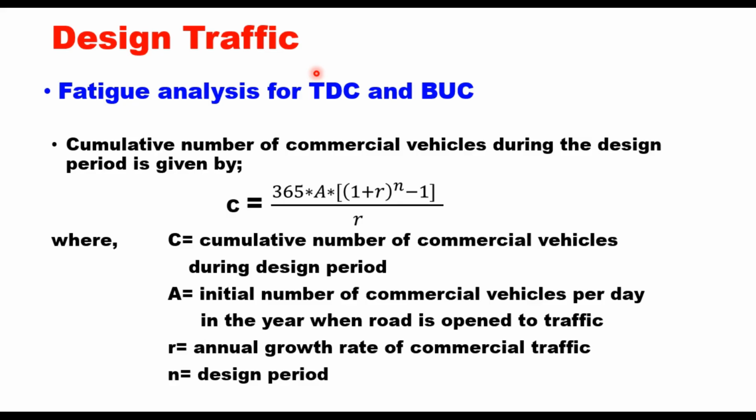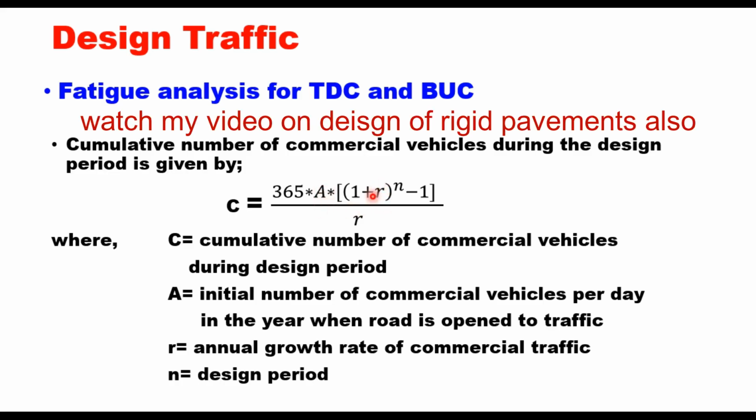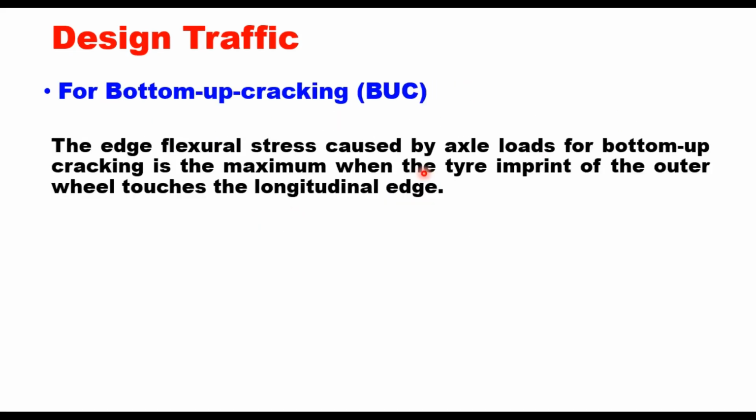Cumulative number of commercial vehicles during design period is given by this equation, and this equation you have seen several times in my earlier videos. Here A is the initial number of commercial vehicles per day, that is in the year when the road is open to traffic, R is the annual growth rate, N is the design period, and C is the cumulative number of commercial vehicles during design period.